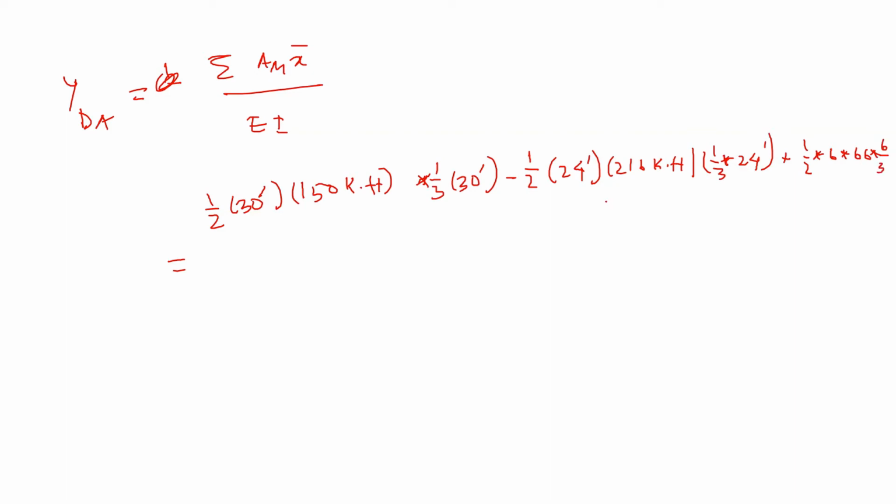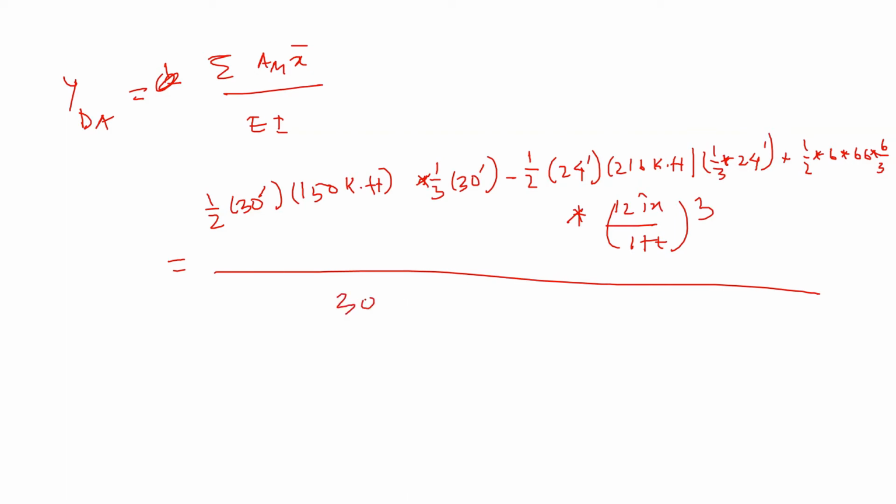So all of these have 3 feet, so foot times foot times foot, so that's foot cubed. If I have to convert that to inches, 12 inches per 1 foot, divided by 1 foot, that will cancel, and then inch cubed. Divide by EI, which is 30,000 KSI times 228 inch to the power 4. So that will be YDA, I found 2.8375 inches. So that's YDA.